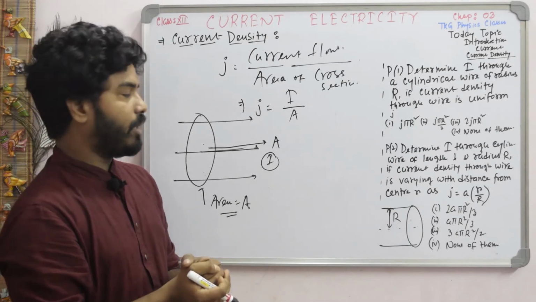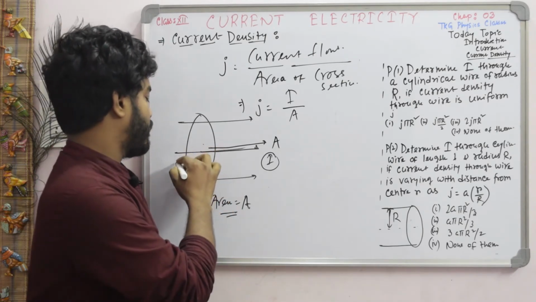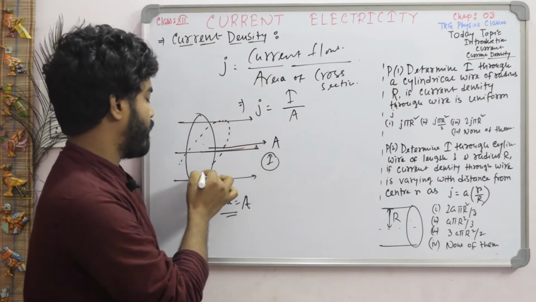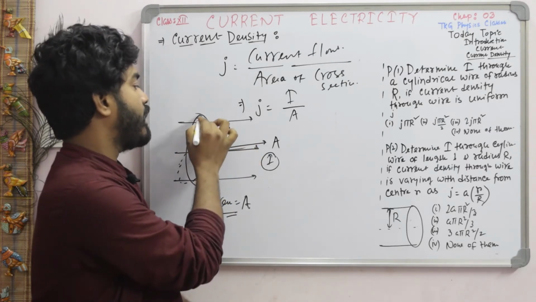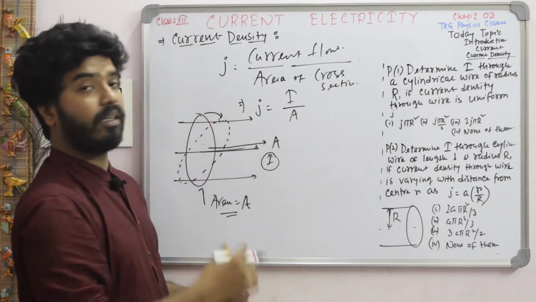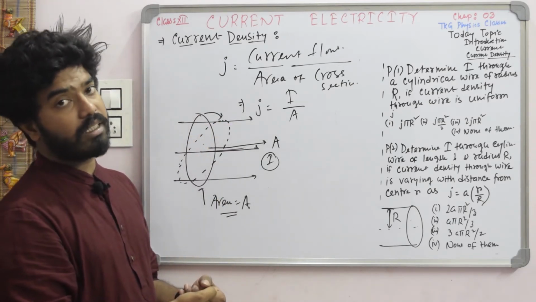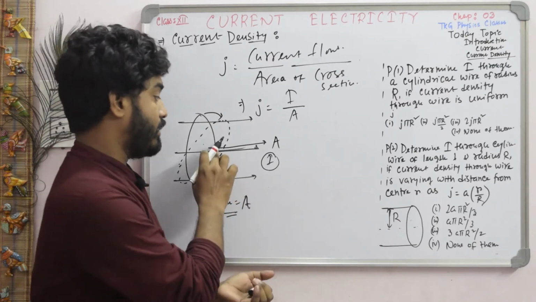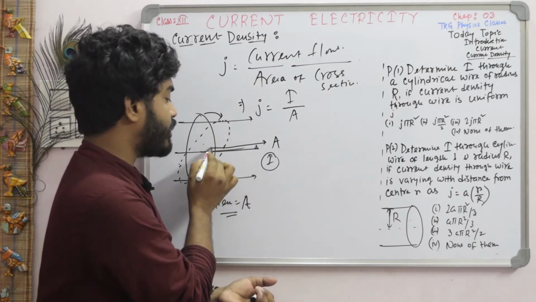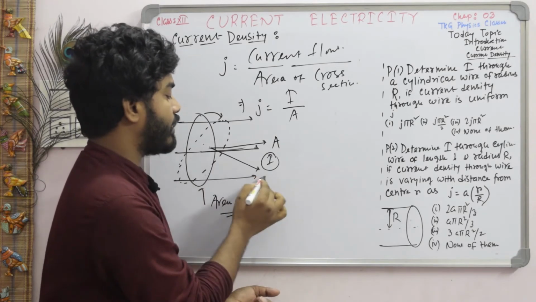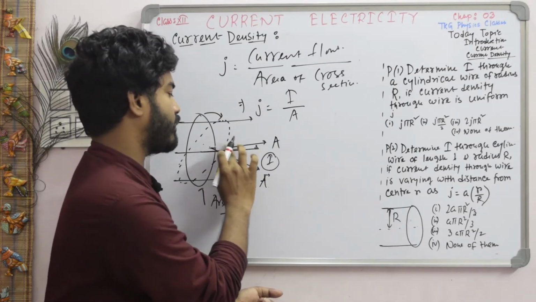Now, suppose I draw this is the area vector, and this area is shifted through some angle. So, what will be the direction of the area vector in that case? The area vector direction must be shifted through some angle, like this way. This is the area vector direction in the second condition.